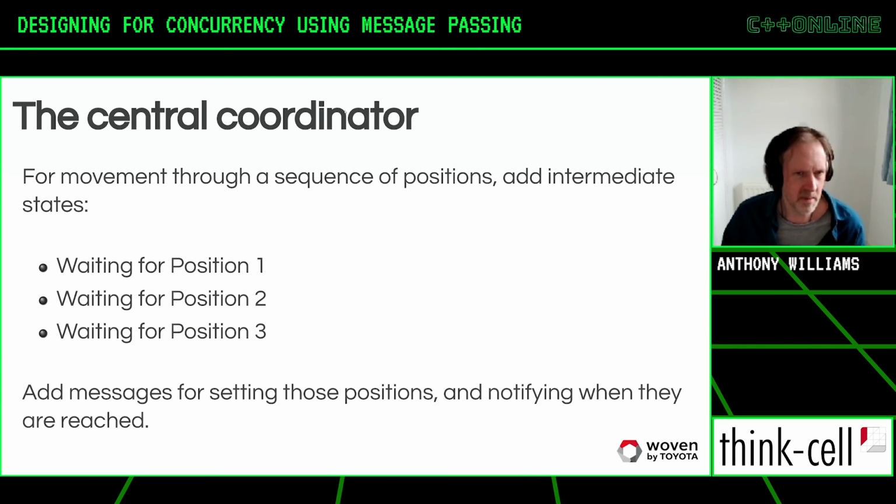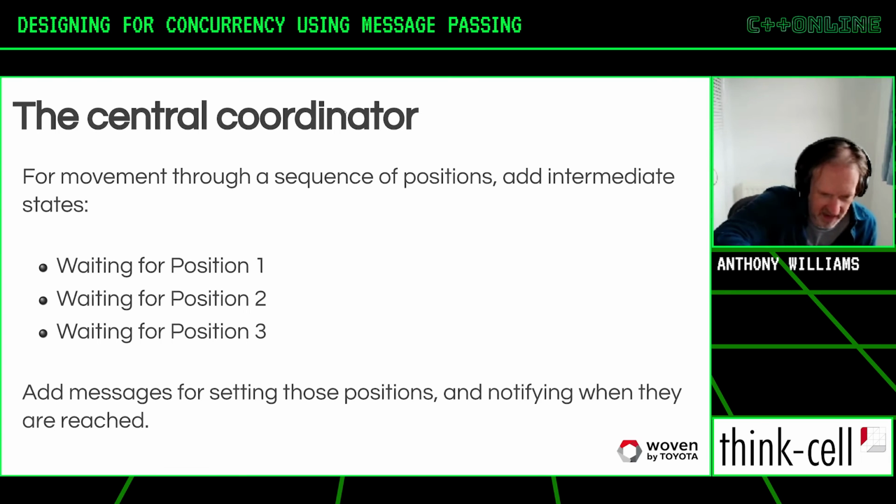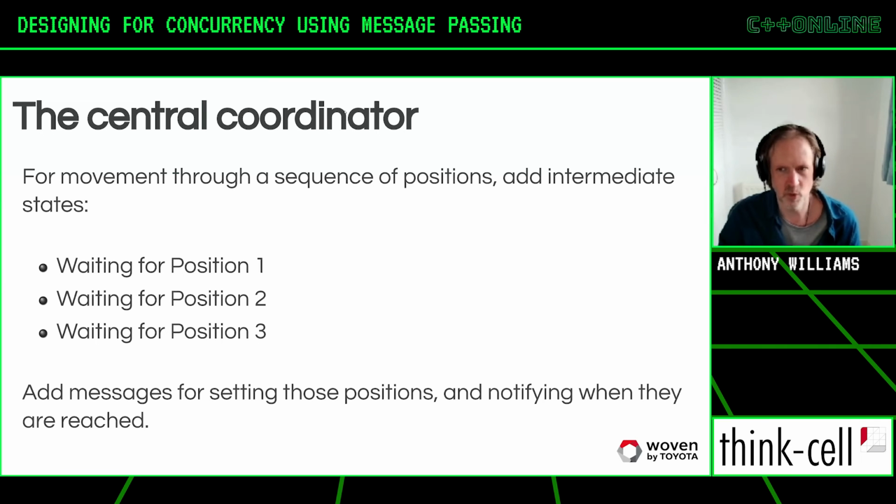The central coordinator is then a bit more complicated, particularly if you think of adding sequence and movements. If you've got to move an arm around an obstacle, then as a system designer, you're looking at the large-scale movements of the robot arm. You can plot out the various positions it's got to be in, and so you say, I need to wait to get to position 1. Then I need to wait to get to position 2. Then I need to wait to get to position 3. So that means you need to add more states to your state machine for the central coordinator. And then you need to add messages for setting those positions and notifying when you get there.